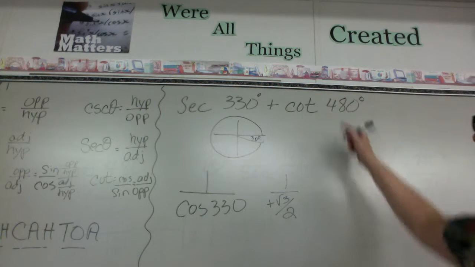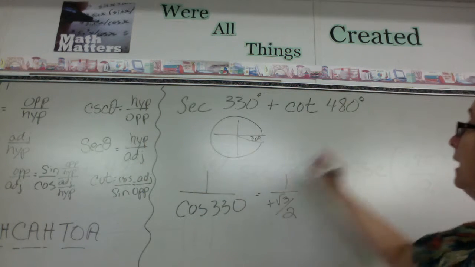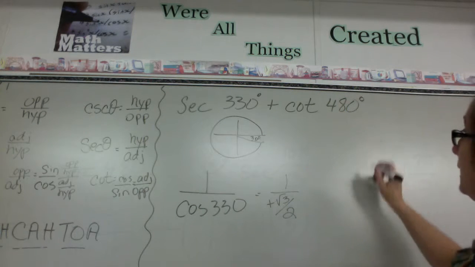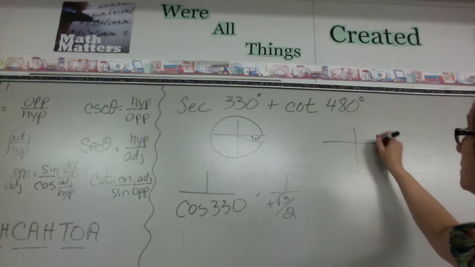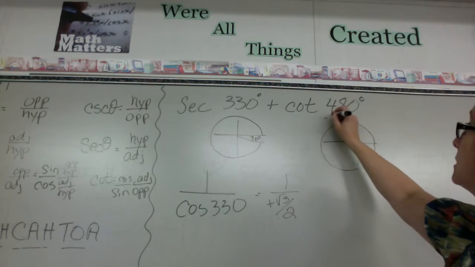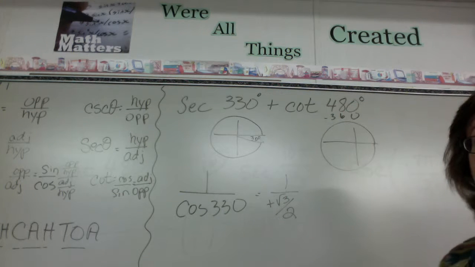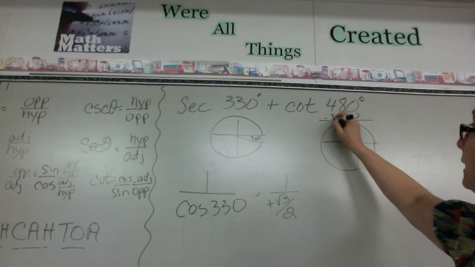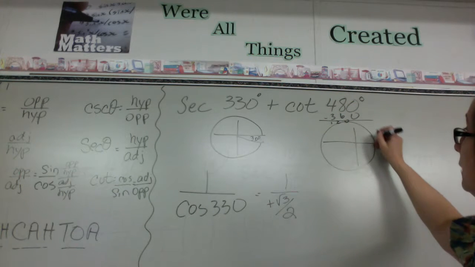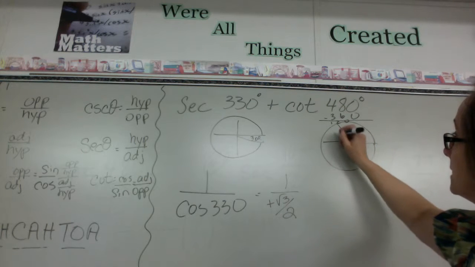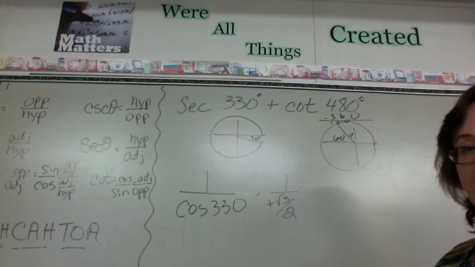And then let's look at this other part over here, the cotangent of 480. When we look at our unit circle, it's already gone all the way around once, 360. So let's just subtract the 360 and see where we wind up. When we subtract the 360, we have 120. So we're looking at 120 degrees, past the 90 over here, but it's a 60-degree reference angle, okay?